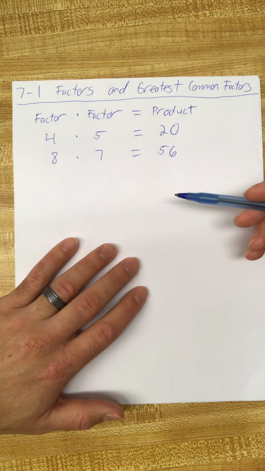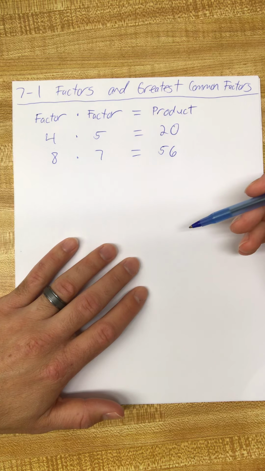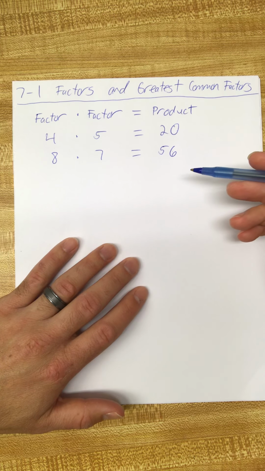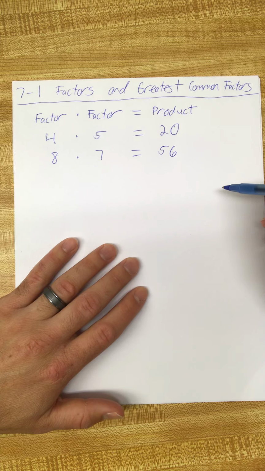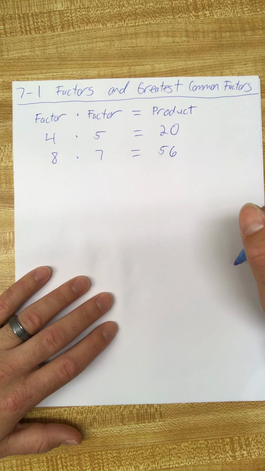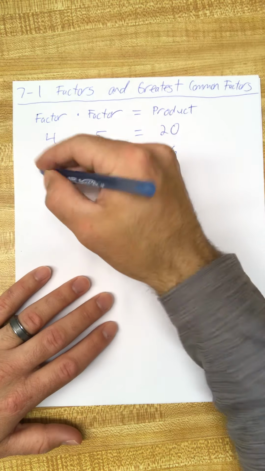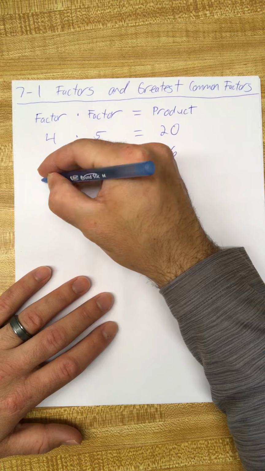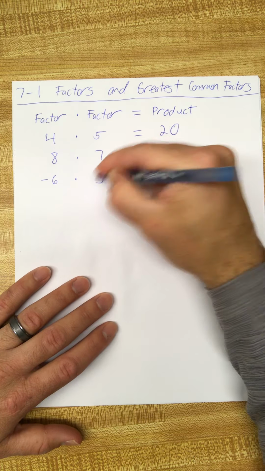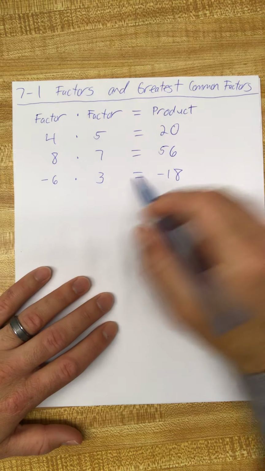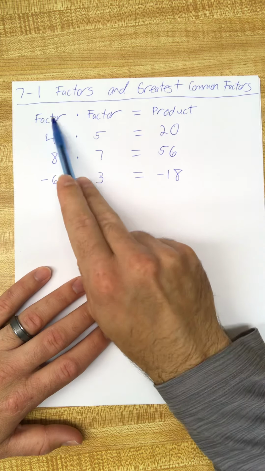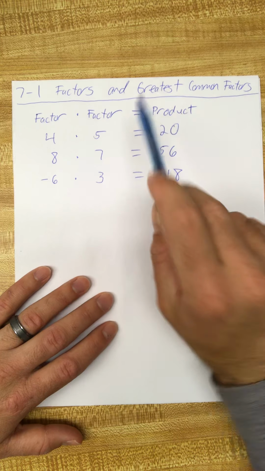So when I start to talk about, what are the factors of this number? It's what numbers make this number up using multiplication, okay? So we're breaking numbers down. That's the main thing you want to keep in mind here, is that factors make up a number. You could even talk about negatives, like -6 times 3 is equal to -18. -6 and 3 are factors of -18. But again, it's a factor times a factor is equal to the product.